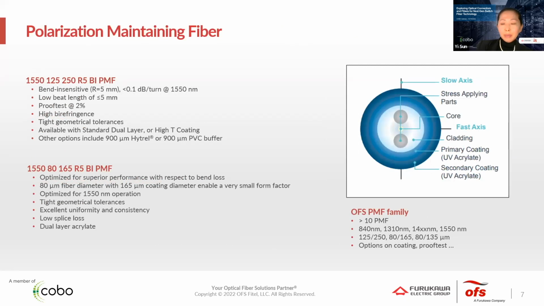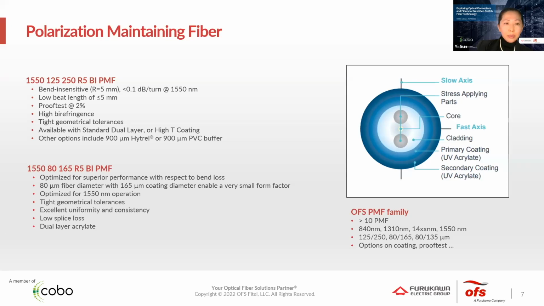The polarization maintaining fiber uses a stress rod to lift the polarization degeneracy. There are many polarization maintaining fiber products covering applications in a wider spectral range, 840 nanometers, 1310, 14 something, and 1550, and also with different fiber dimensions.